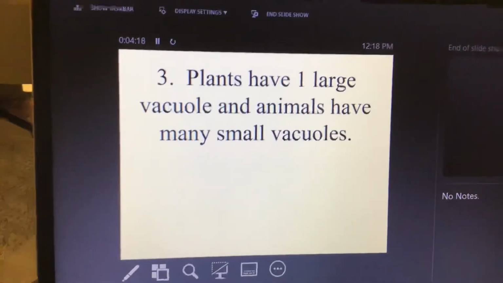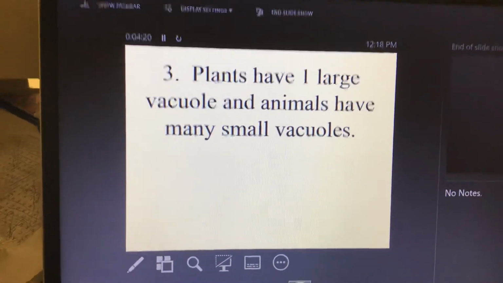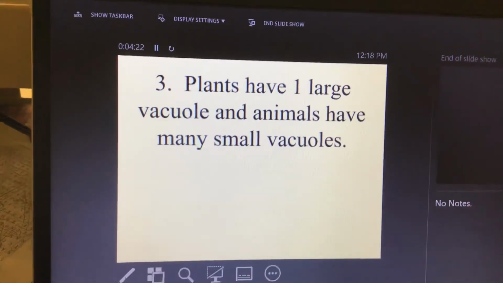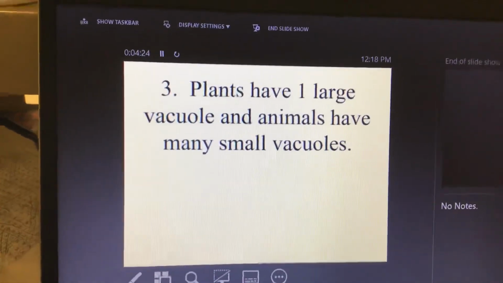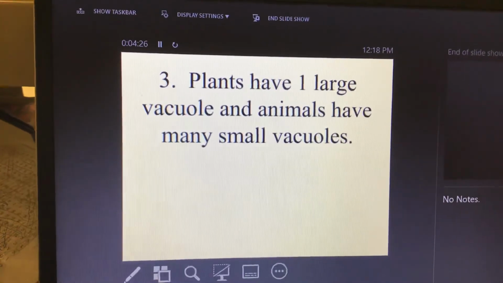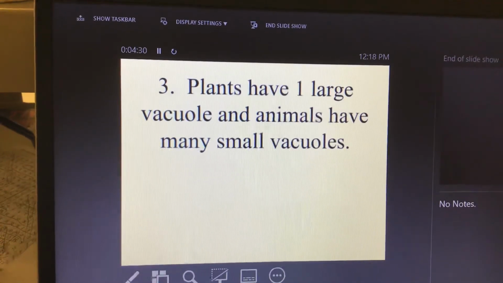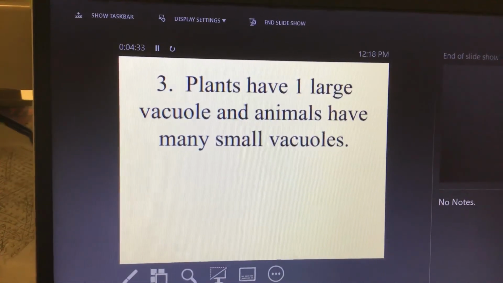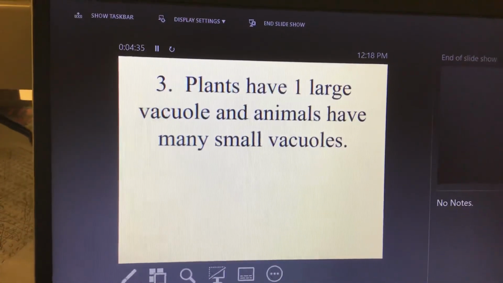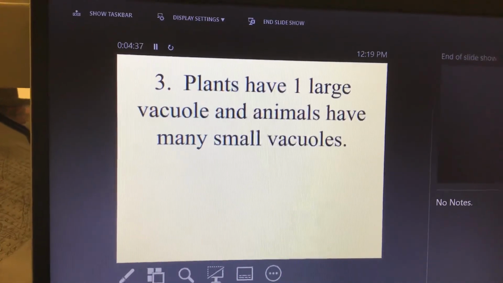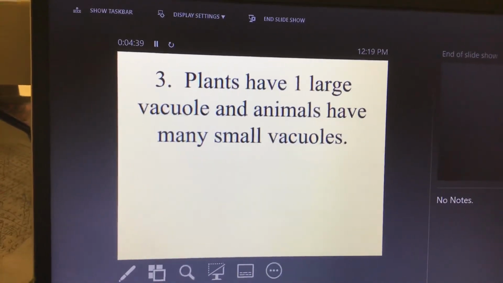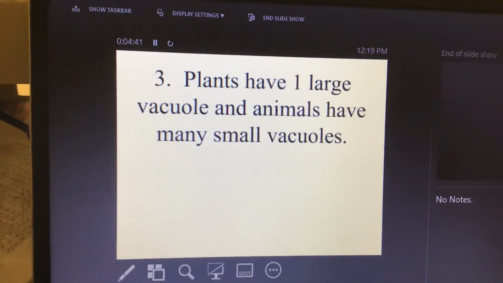And then the third big difference, plants have one large vacuole and animals have many small vacuoles. Remember, a vacuole is a storage organelle. Plants have one big one usually to store water. Animals have many small ones to store everything from sugar to waste to water.